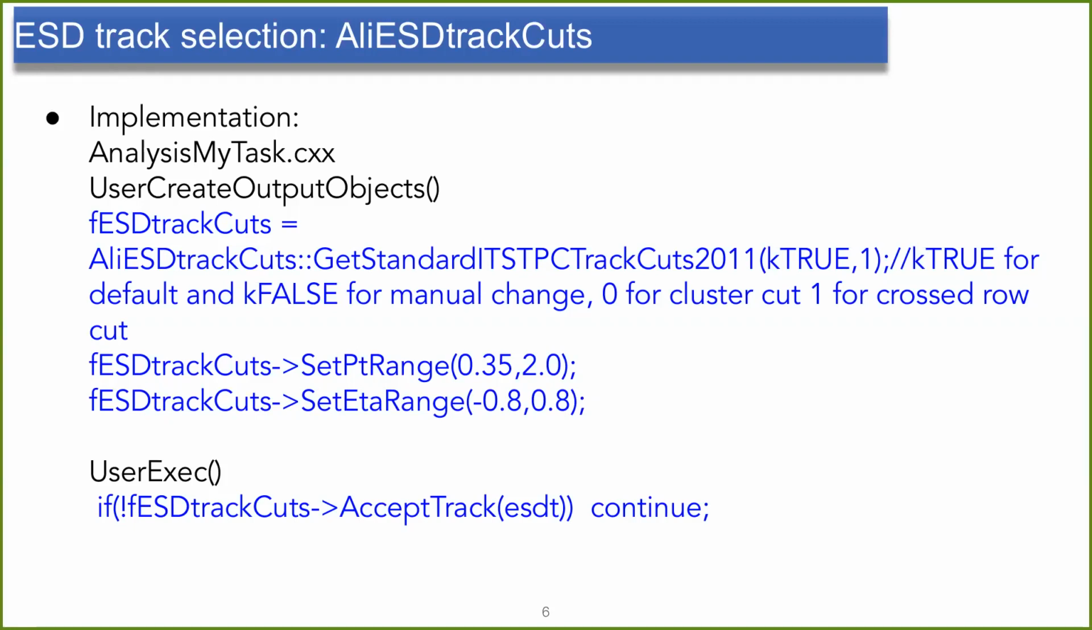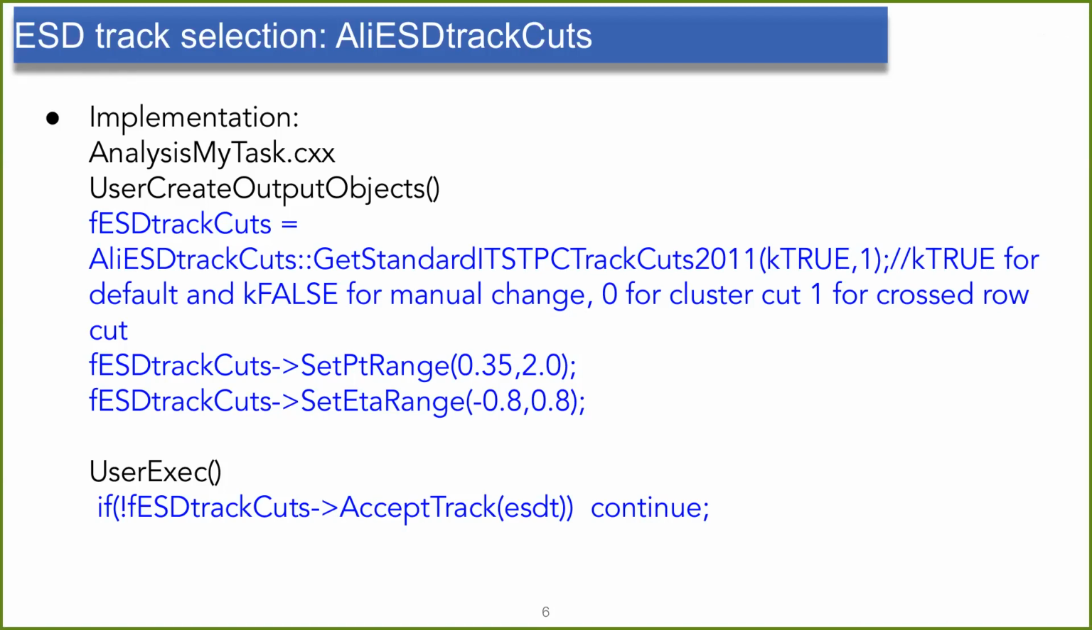For example, if you have a track variable, say the number of clusters of TPC, by default it is 50, and if you want to put a cut of 70, then you just need to put kFALSE here, call SetMinNClustersTPC, and you can put any number that you want. And the second argument is also related to the TPC. So in the track cut, when we use some track cut in the TPC for the track selection, it tells us which kind of TPC information we are going to use in our analysis.